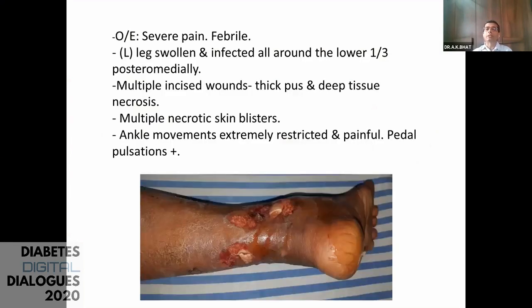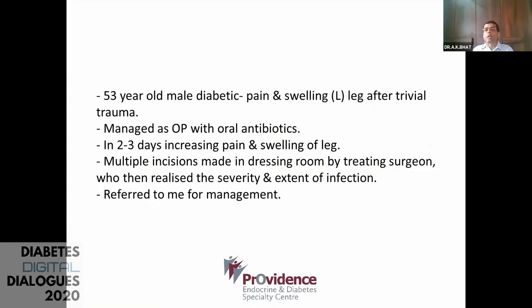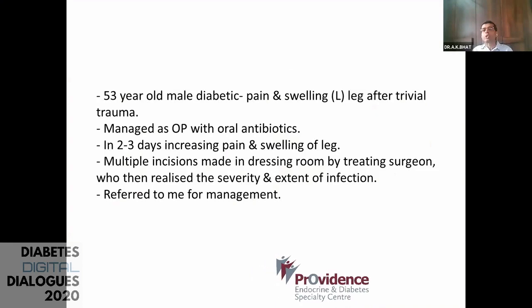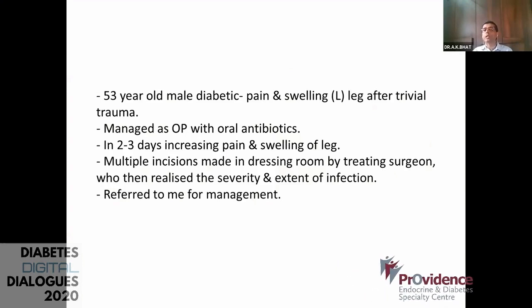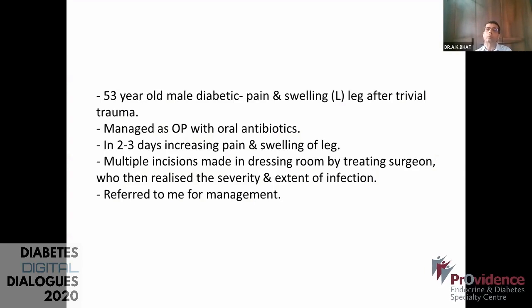I'll just give you a short case journey of a patient who's a 53-year-old male diabetic, with pain and swelling of the left leg after trivial trauma. It was initially managed by a local surgeon as an outpatient with oral antibiotics, and in 2 to 3 days the pain and swelling increased in the leg. Hastily he did multiple incisions, and when he did the incisions, he realized the extent and severity of the infection. And he was referred to me for further management.